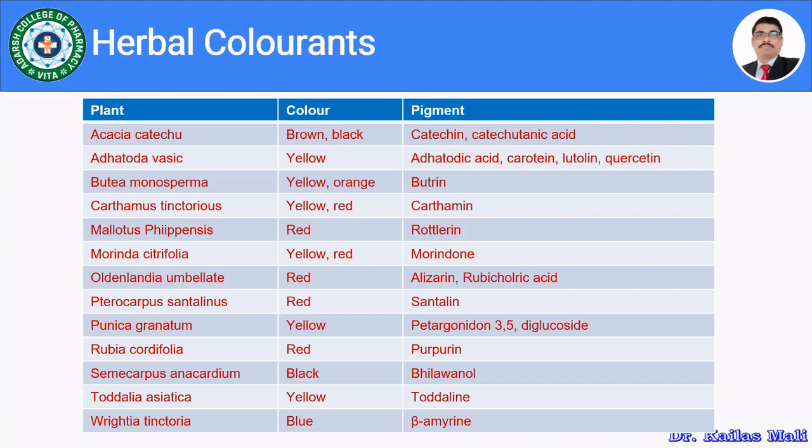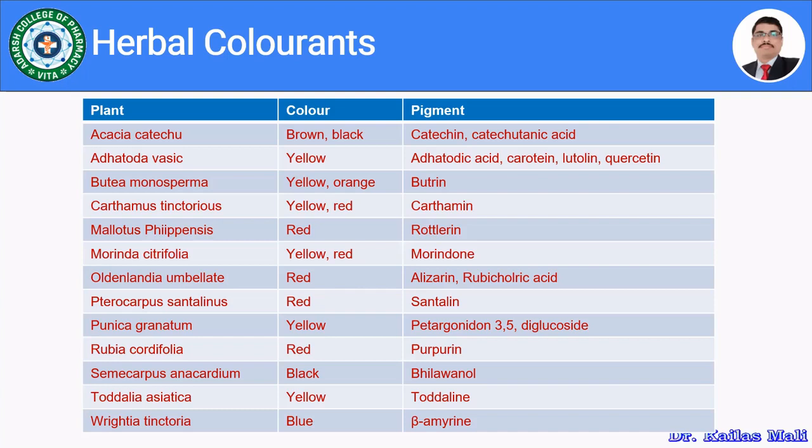Then Punica granatum, which gives the yellow color due to pelargonidin 3,5-diglucoside. Then Rubia cordifolia, which gives the red color due to purpurin. Then Semecarpus anacardium gives the black color due to the presence of biflavonol. Then Toddalia asiatica, which gives the yellow color due to the presence of toddalin. And the last one is Wrightia tinctoria, which gives blue color due to the presence of beta-amyrin.